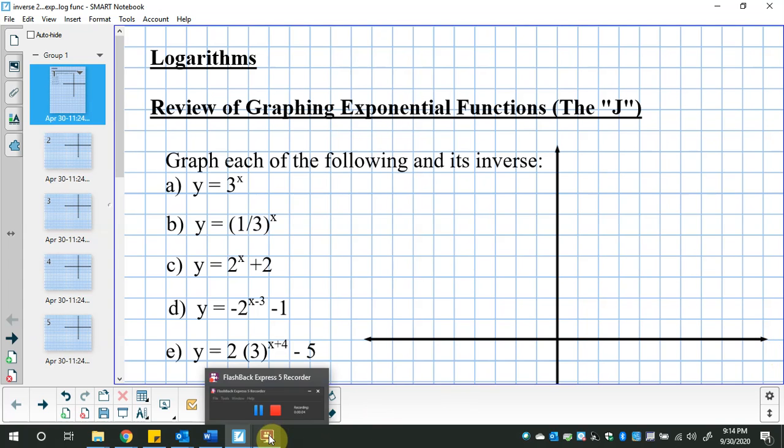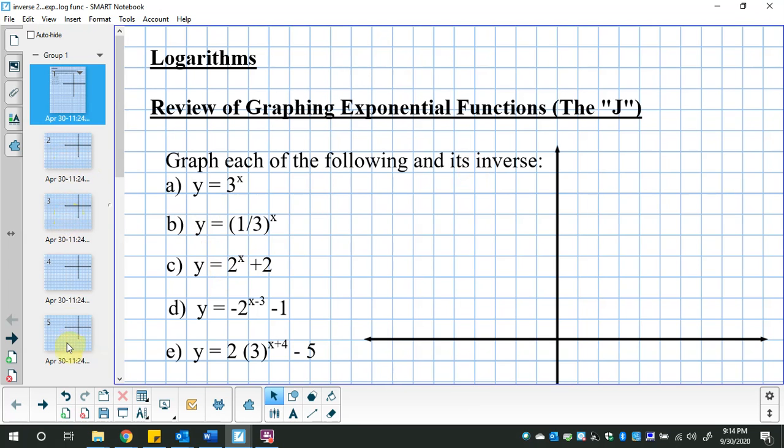Alrighty, here we go. This is the second half of your inverse note. This one's on exponentials and logarithmic functions, and that is because they are inverses of each other, but we will get to that shortly.